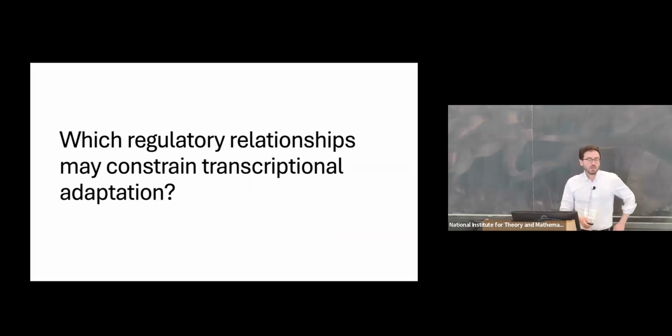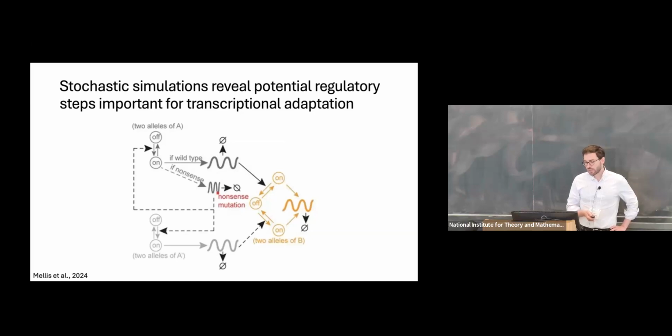So with that, we wondered what regulatory relationships may constrain transcriptional adaptation. When does transcriptional adaptation work? And so we turned to stochastic simulations to simulate toy gene regulatory networks that may demonstrate transcriptional adaptation. In this setup, we have a transcription factor in dark gray that eventually will get mutated, its paralog transcription factor in light gray, both of which regulate the expression of a downstream effector or downstream target gene that may be important for development, whatever, in orange.